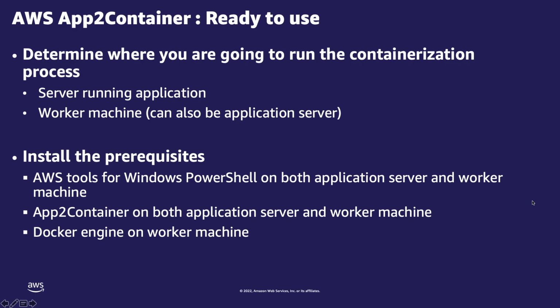On this slide, we are going to review the deployment considerations for running the tool. The first thing that you need to do is to figure out where you're going to run the containerization process. As mentioned earlier, there are two different options available. Option 1 is to install App2Container on the same machine which is running the application. This option is relatively simple and the dependency is on the Docker engine.